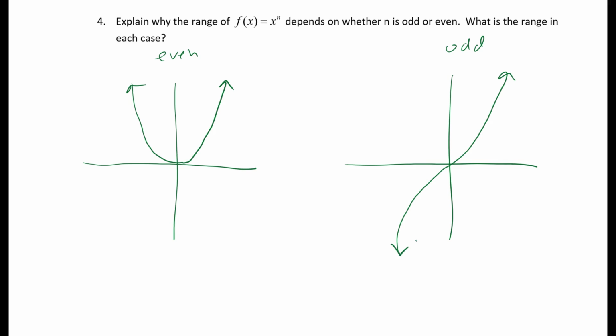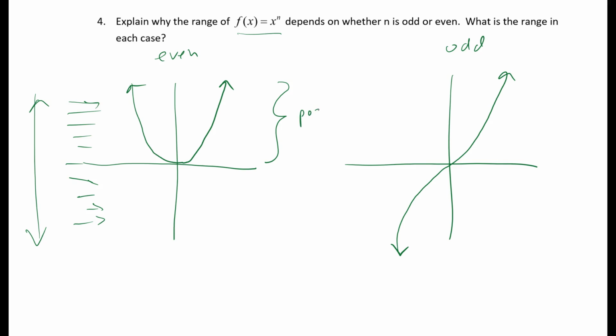Okay, for 4 here, I've just started off with a quick sketch of what this power function looks like for even and odd. Remember what the range is? That's the potential output values. So when we're doing that, we're trying to scan in this dimension, from the left. If we look at the possible output values here, we see that all the values are positive only, or not negative. Positive plus 0.